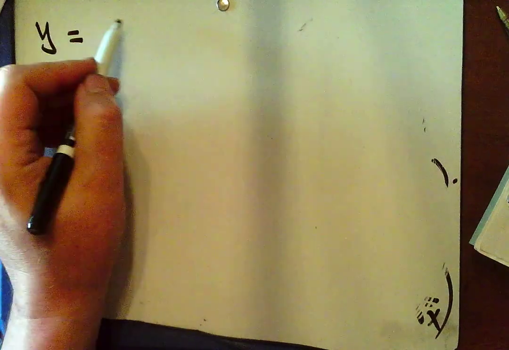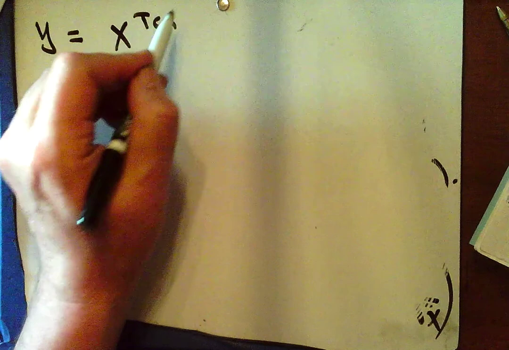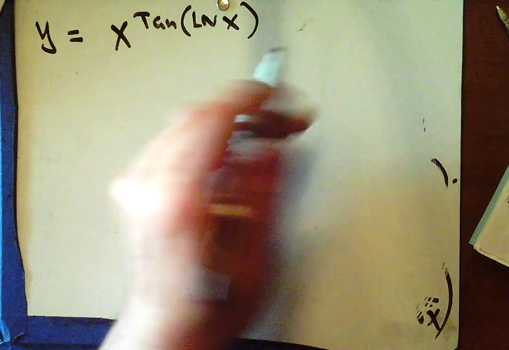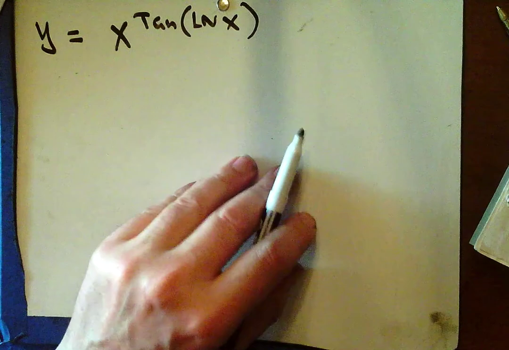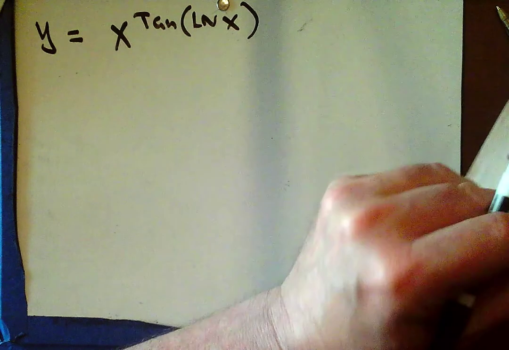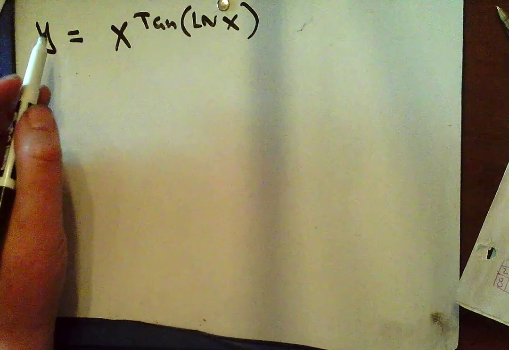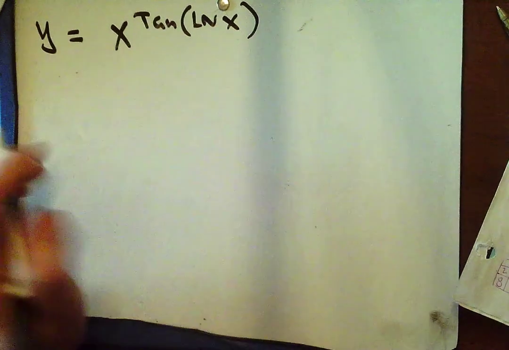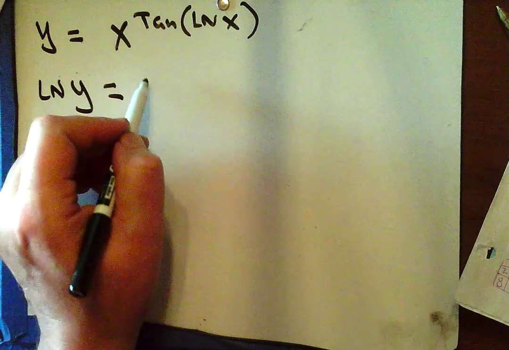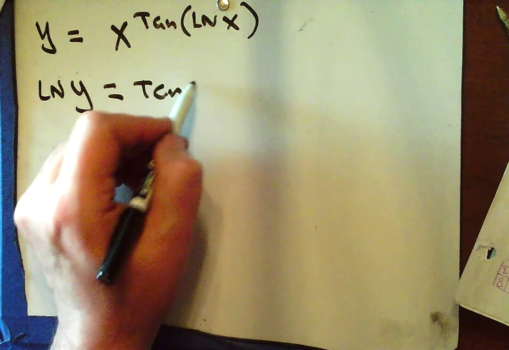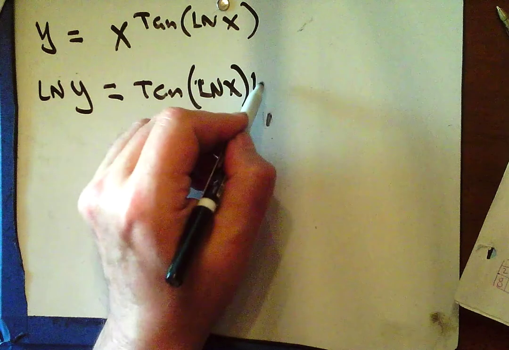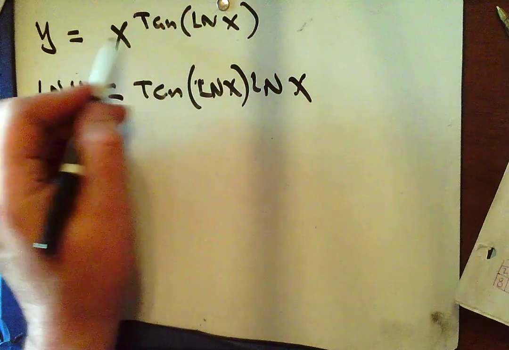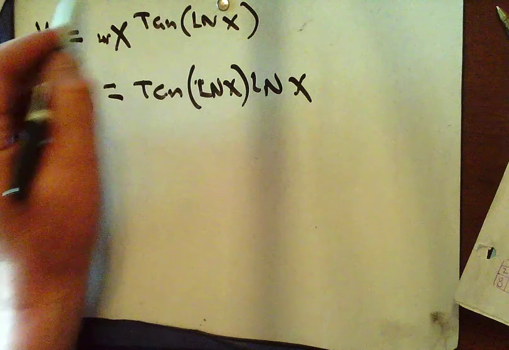I think you should do one. y equals x raised to the tangent of ln of x. Okay. Please find y prime. Okay. Did you remember to take the ln of both sides and then bring this power down? Tangent of ln of x times ln of x, because I took ln of both sides.